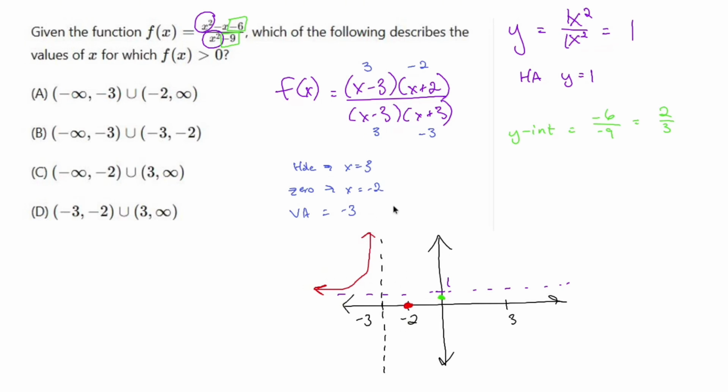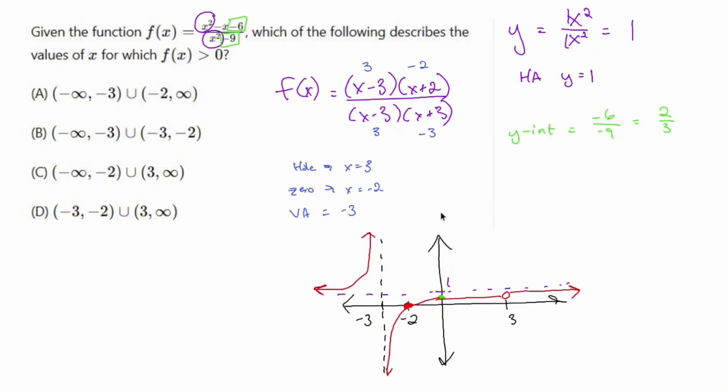Then, since there's no multiplicity ruining things, at negative 3, I'm going to reappear down there. And I'm going to come up and go through negative 2, because it's a 0, through that y-intercept of 2/3, and level out here while hitting a hole at 3 right there. So that's going to be what my picture looks like.